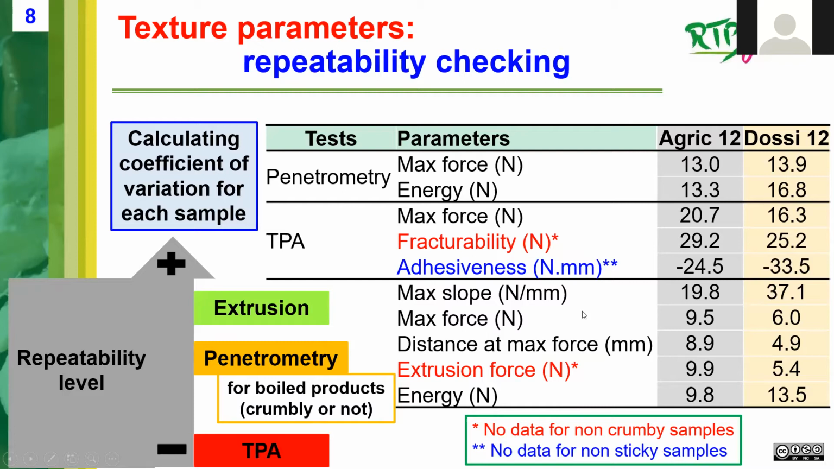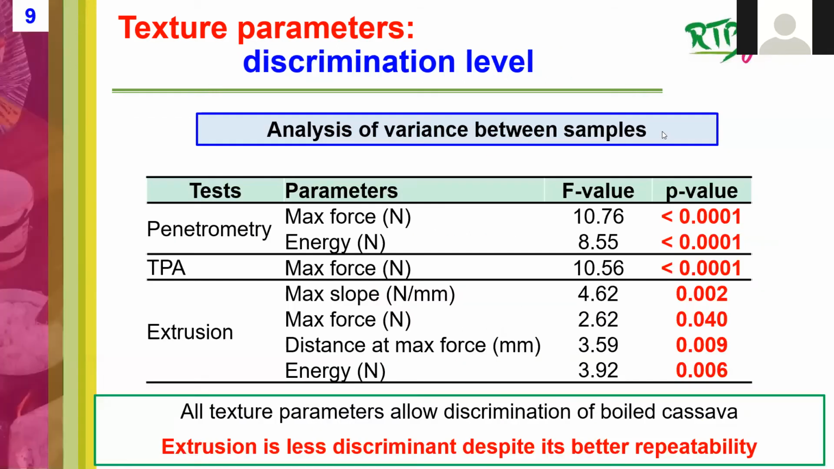We also check the discriminating characters of this method regarding our samples, and as you can see in this table, fracturability and adhesiveness measured by TPA did not appear. Likewise, extrusion force measured by extrusion is not in this table. It's because these parameters were not measured for non-Noncrumbly samples.